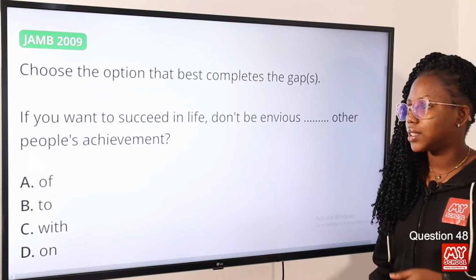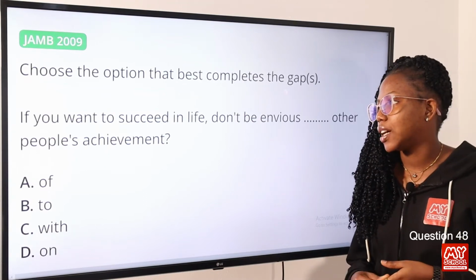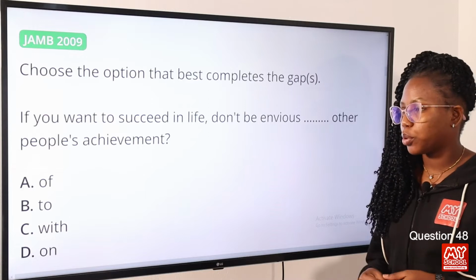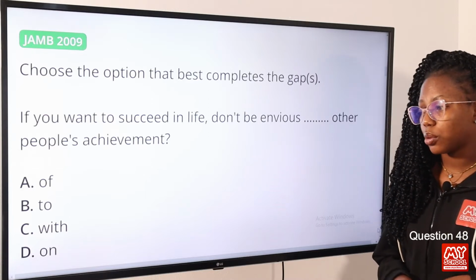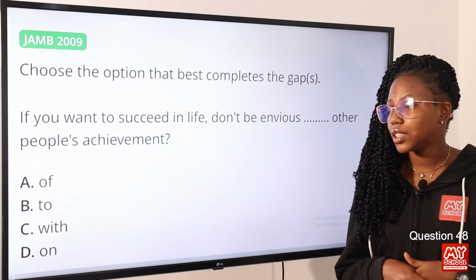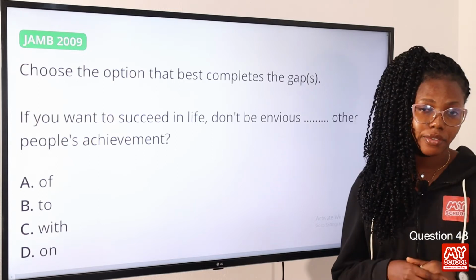Question 48. If you want to succeed in life, don't be envious dash other people's achievements. Option A, of. Option B, to. Option C, with. Option D, on. The answer to this question is option A, of.